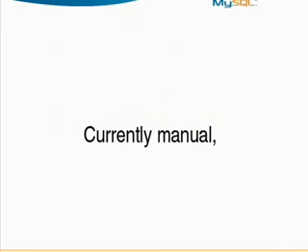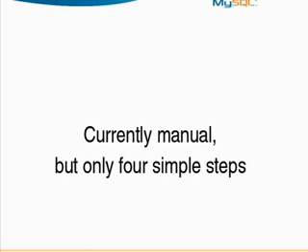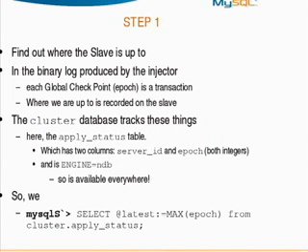So back to failover. It's currently a manual process, the same as you do with normal replication, promoting a slave to a master, but it's only 4 simple steps for cluster. These are also documented in the manual, so don't furiously write these down. Step 1 is to find out where the slave cluster is up to. In the binary log produced by the injector thread, each global checkpoint, so each epoch happening in the master cluster, is a single transaction. So we end up having the same disk persistent recovery in the binary log as well. And where we are up to in applying this is recorded in the slave.